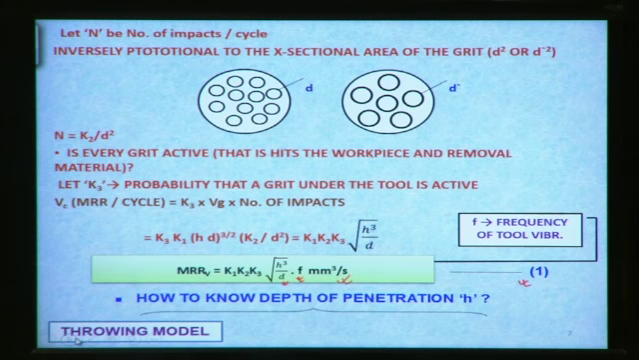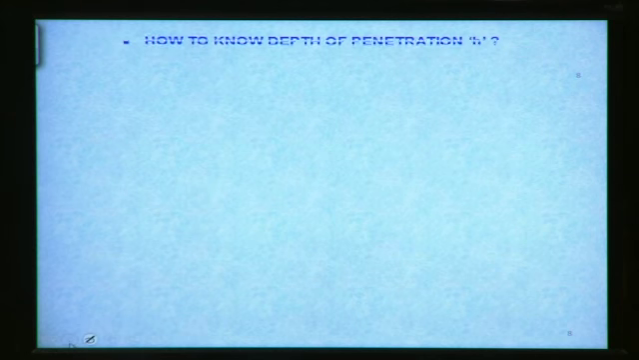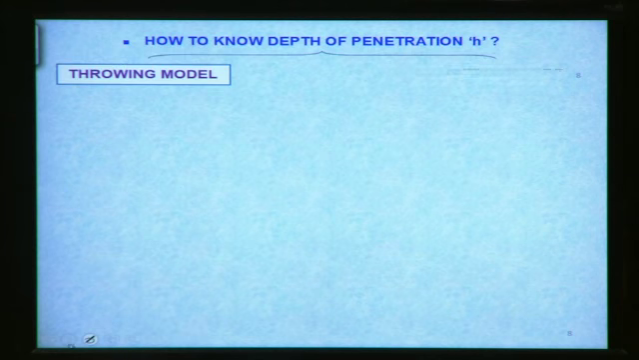So that's why there are two types of models. M.C. Shaw proposed two types of models: one is the throwing model, and the other is the hammering model. Now, in the next slide, I shall discuss what the throwing model is and what the hammering model is.